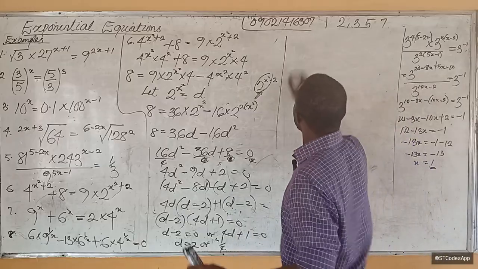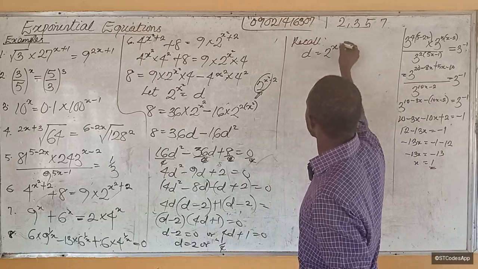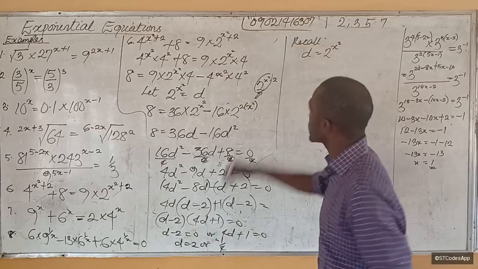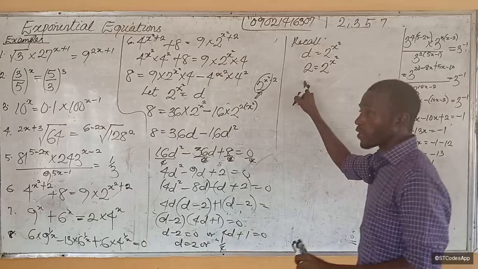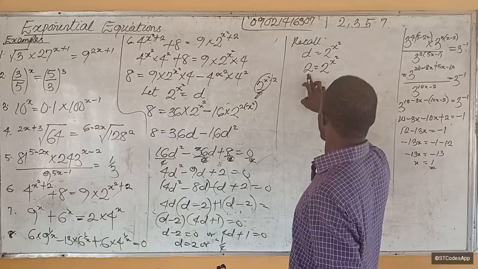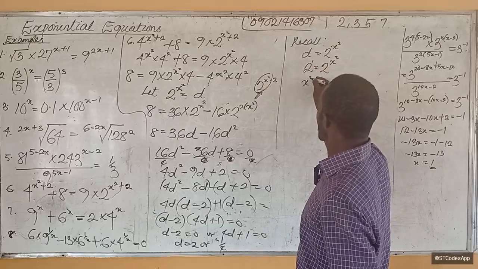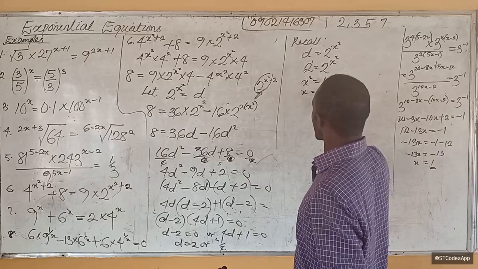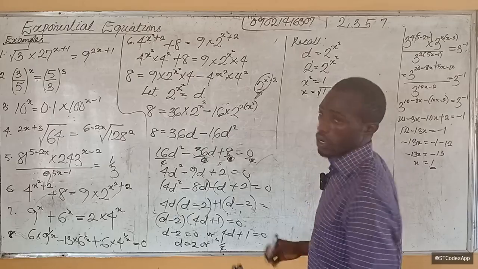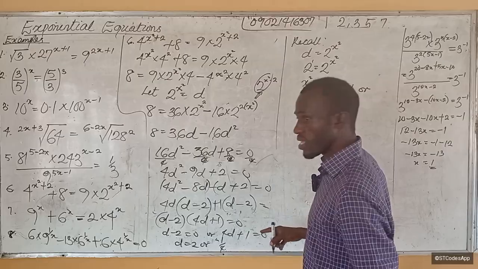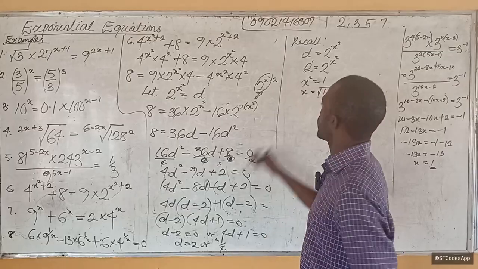Now recall that we said that d should be 2 raised to power x squared. Now we said d is 2, so 2 is equal to 2 raised to power x squared, where d is 2 now. Therefore, if the bases are the same, then the powers must be the same. So x squared must be equal to 1. So x must be equal to the square root of 1, which is plus or minus 1. Or where d is minus 1 over 4.